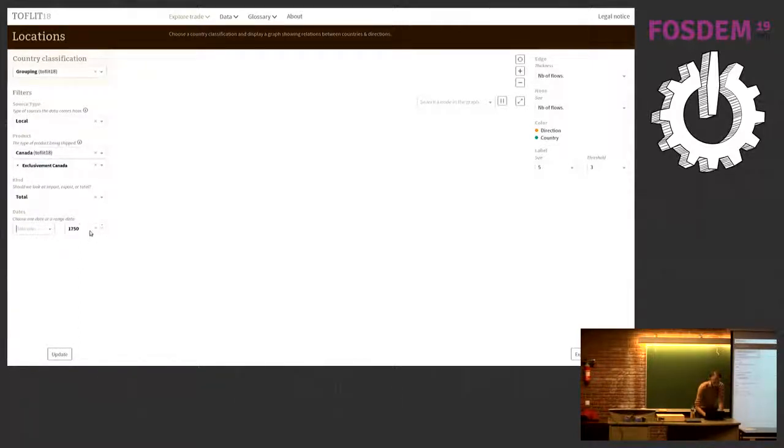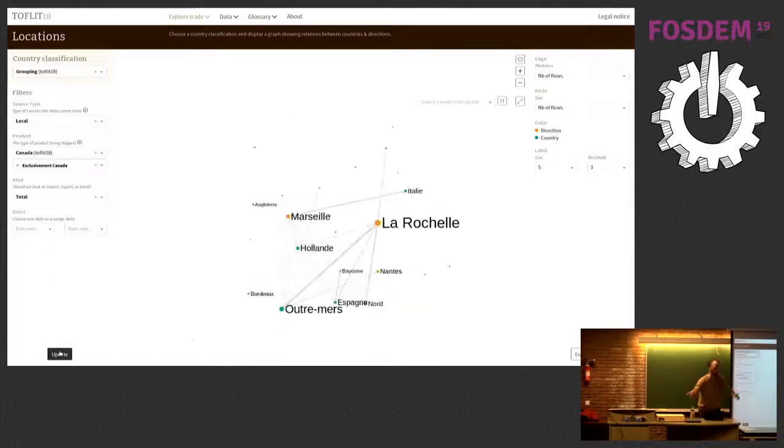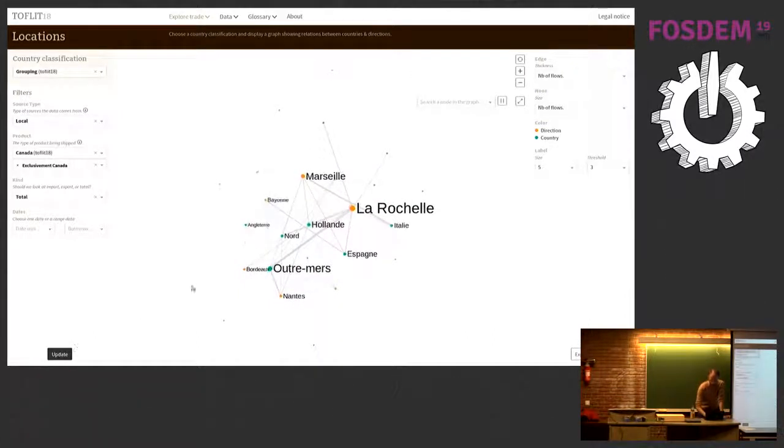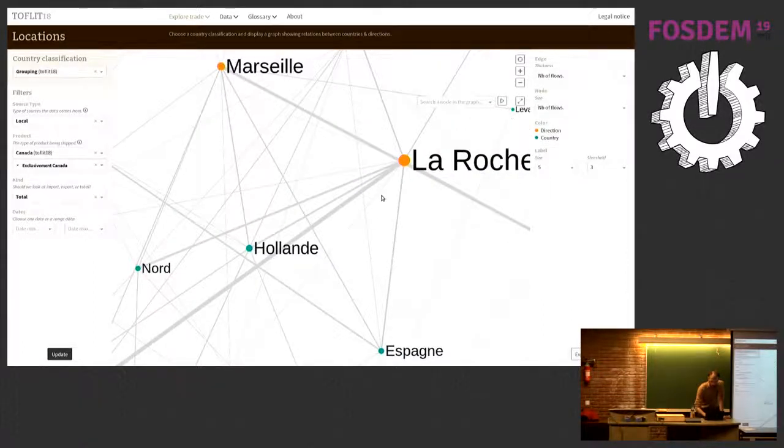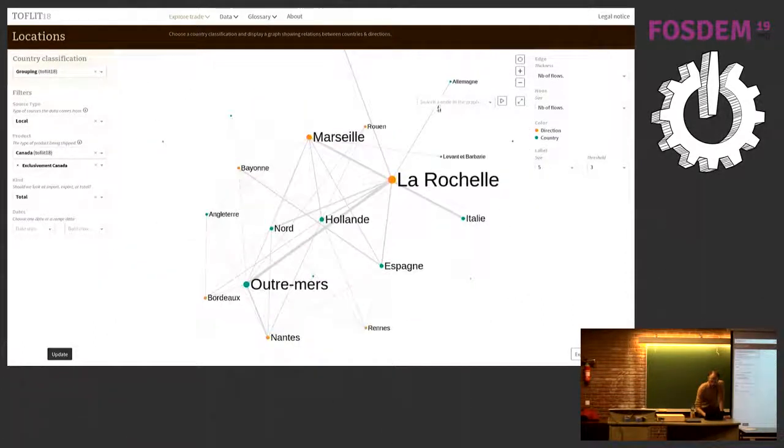Remove this filtering time. So here I'm looking at grouping classification because country names are also classified. I just put that on the carpet. I only want local sources. I want only trading goods with Canada, and I want total value, import plus exports. And this is the network we have. Of course, it's a sigma, so you can, voila, we can do that. You can do that also.